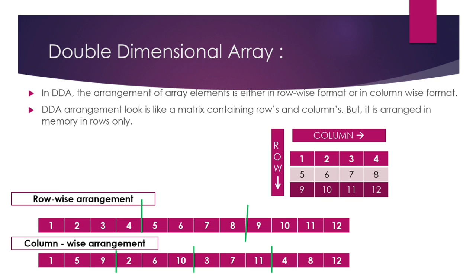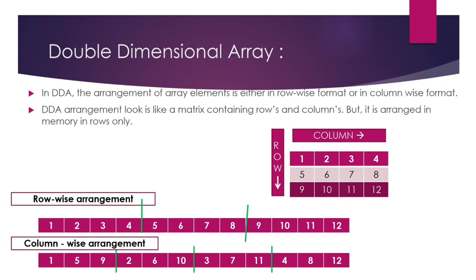But something is different with the memory. In memory, it doesn't store in this format. It always stores elements row wise. Either you pick elements column wise or row wise, it doesn't matter, but memory stores every element row wise only. See the second point. A double dimensional array looks like a matrix, a combination of rows and columns, I told you, but it is arranged row wise only.